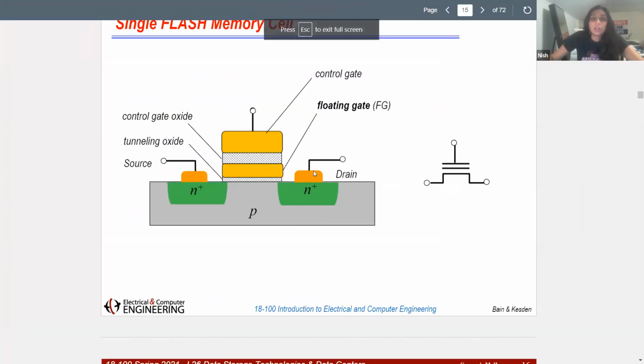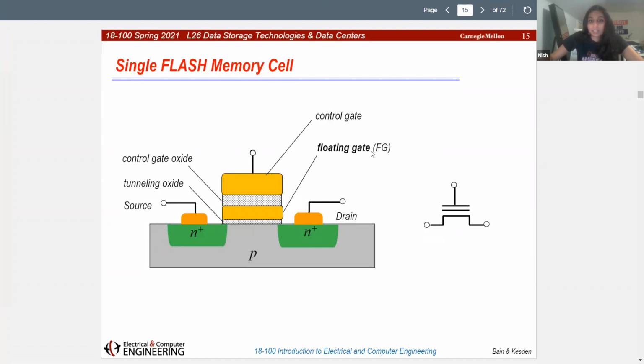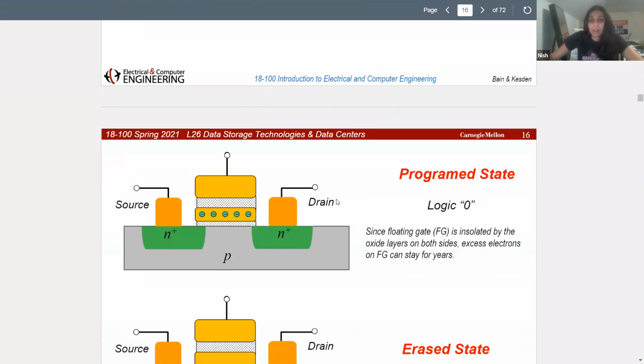Okay, so basically, when you're looking at a flash memory cell, it kind of looks like the MOSFETs that we've seen before, except for one important thing, which is this extra floating gate over here. The way you can tell whether a flash cell has been programmed or not is by looking at this floating gate and whether or not it has electrons sitting there. So how are electrons going to get into this floating gate?